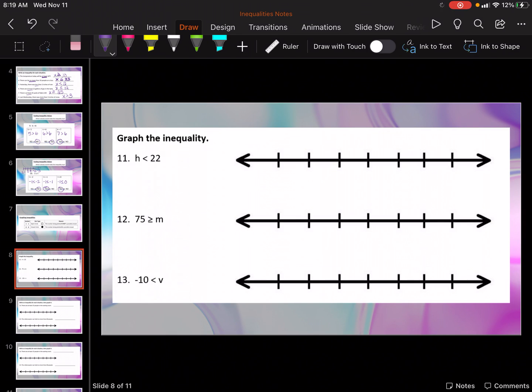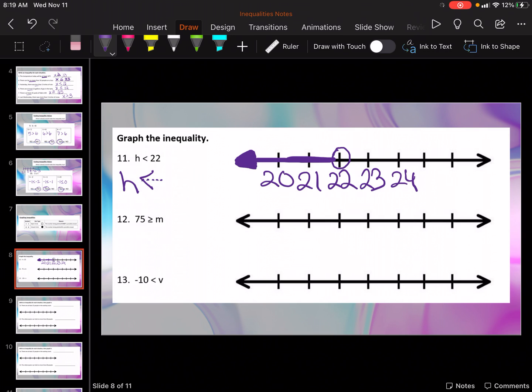So here we go. H is less than 22. So you're going to draw your numbers. We have 21, 22, 23. You can just do a few numbers on either side. And it is going to be an open circle at 22 because 22 is not included in this number. And it's every number less than 22. So you're going to draw your line going this direction because it's every number less than 22.